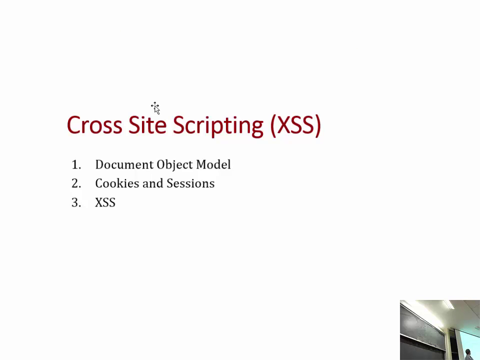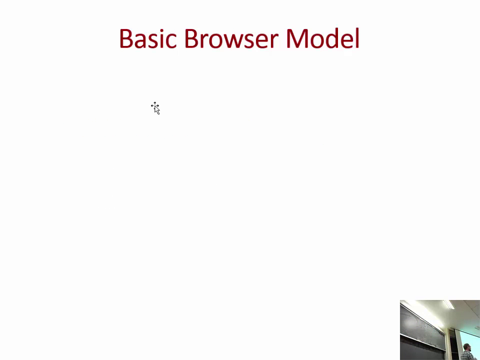Anyway, cross-site scripting. You'll learn about 3 things: the Document Object Model, the DOM, cookies and sessions, and then the actual attack itself. So let's think about your browser a little bit more. What's happening in your browser? A browser is effectively like an operating system. It has its own memory allocations, it has its own process control.